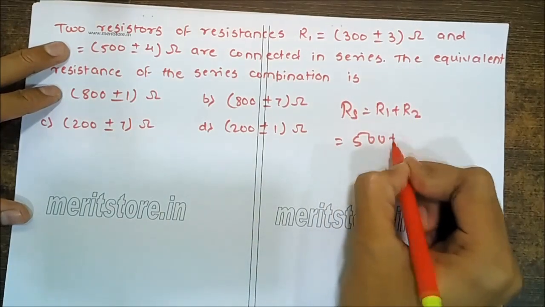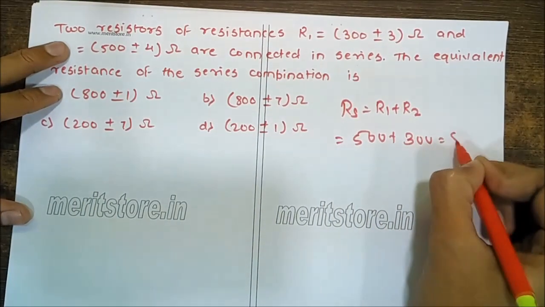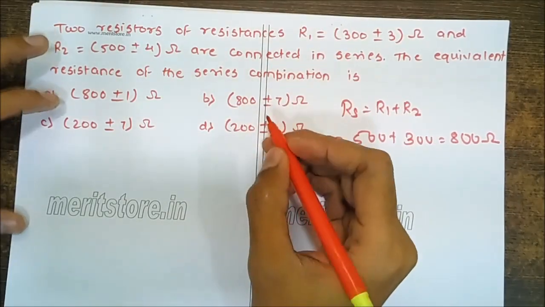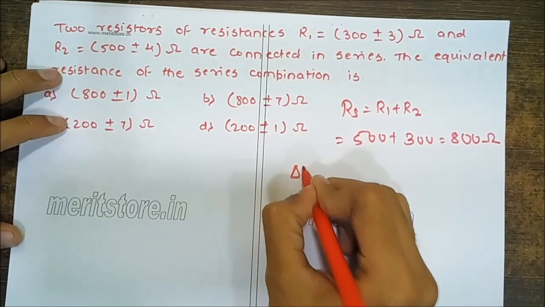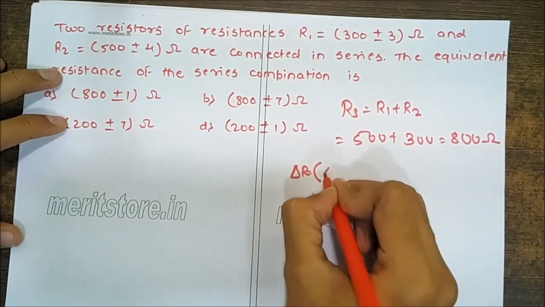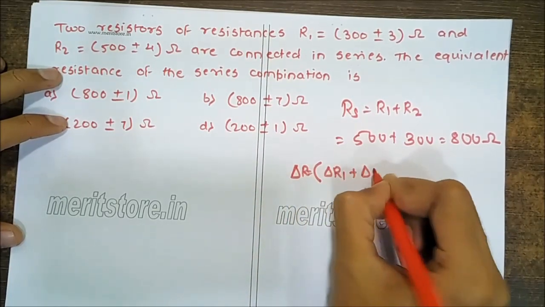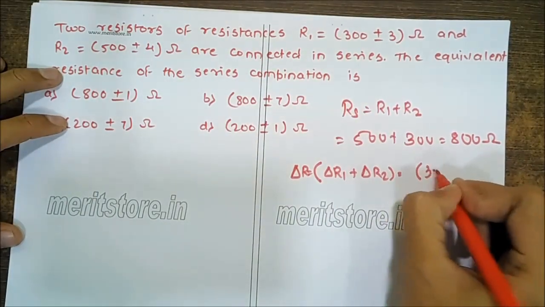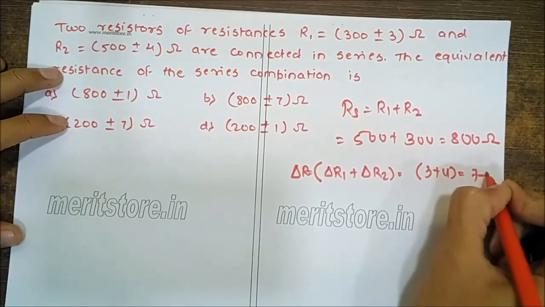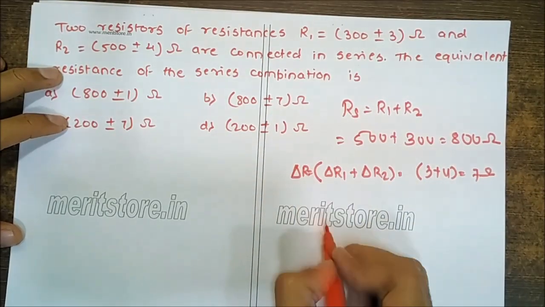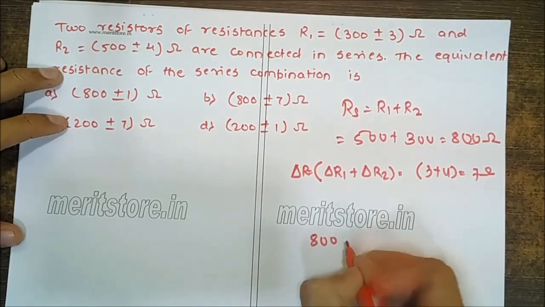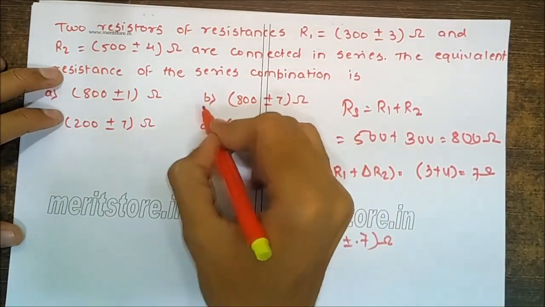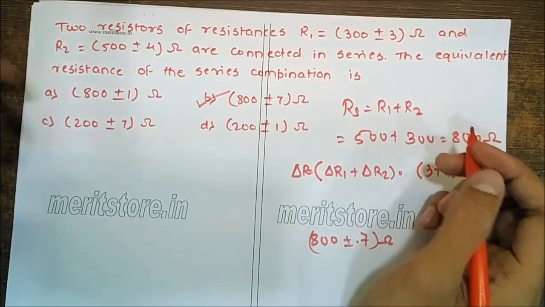So we can have 500 plus 300, that will be 800 ohms of total resistance. So the error they have got in the equivalent resistance, delta R, is equal to the error in R1 plus the error in R2, that is 3 and 4. So 3 plus 4 becomes 7 ohms of error. So the total equivalent resistance will be 800 ohms plus or minus 7 ohms. So 800 plus or minus 7 is the correct option B.